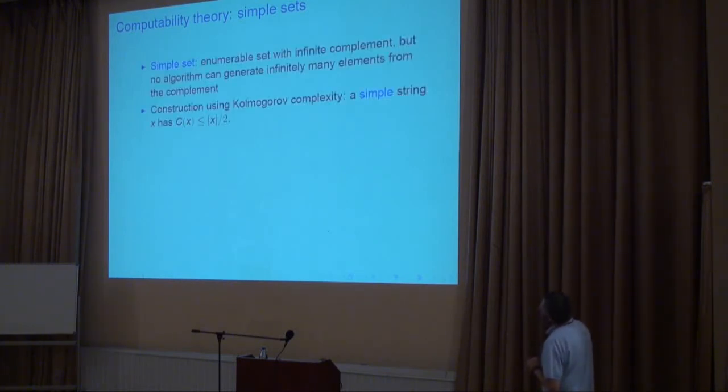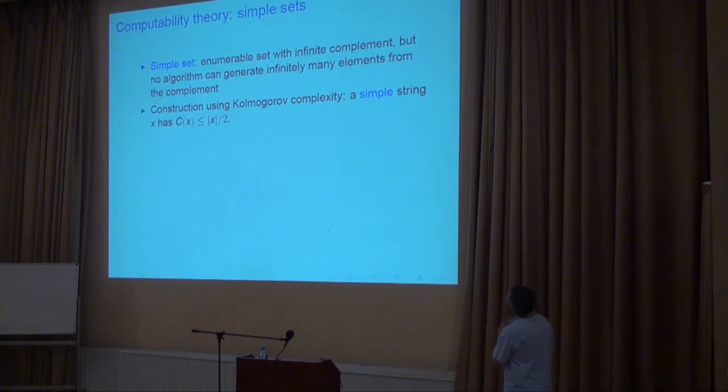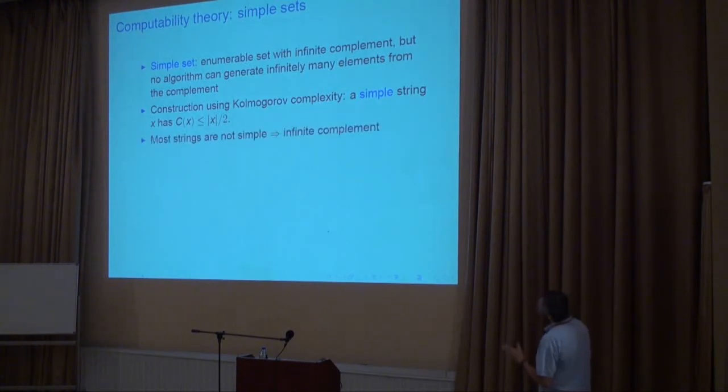Okay, I'm running out of time, so let me just show simple examples from general computability theory. There is Post's theorem, which says that there are simple sets. A simple set is an enumerable set whose complement contains no infinite enumerable subset, so we cannot generate elements from the complement. There is a construction using Kolmogorov complexity. It's funny that the word simple is used there in quite a different meaning. We say that a string is simple if it is highly compressible, at least twice. And most strings are not simple, so the set of simple strings has an infinite complement.